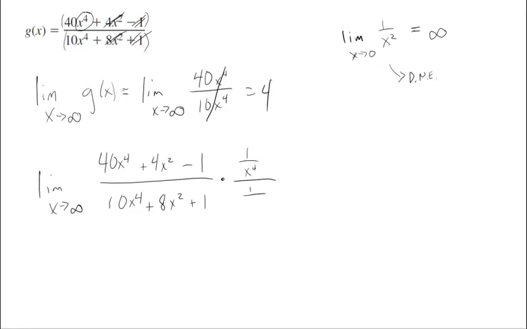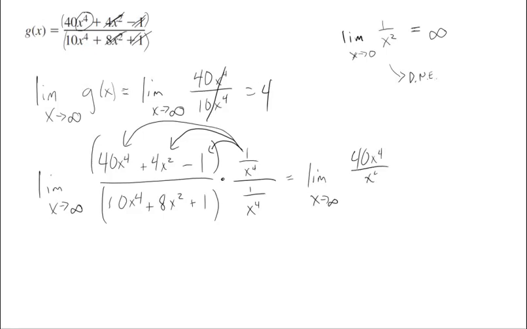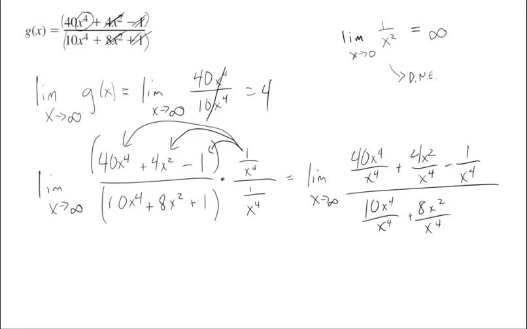I'm going to multiply this whole thing by 1 over x to the 4th divided by itself. That means I multiply each term by 1 over x to the 4th, in essence dividing by x to the 4th. And I get the limit as x goes to infinity of 40x to the 4th divided by x to the 4th, plus 4x squared divided by x to the 4th, minus 1 divided by x to the 4th. Same thing in the bottom: 10x to the 4th divided by x to the 4th, plus 8x squared divided by x to the 4th, plus 1 over x to the 4th. I'm allowed to do that because I can't divide by 0, but I'm not worried about x being 0 because x is going to infinity. We're just worried about big values of x.